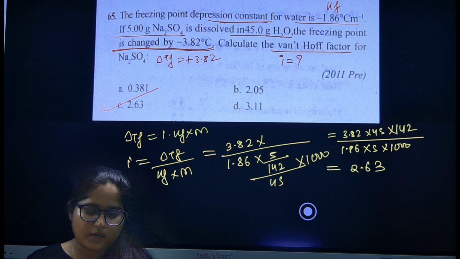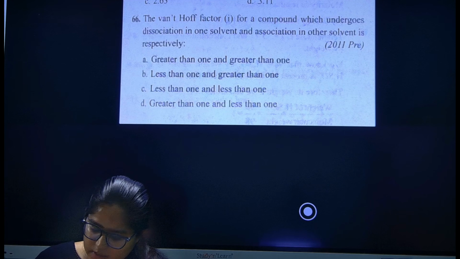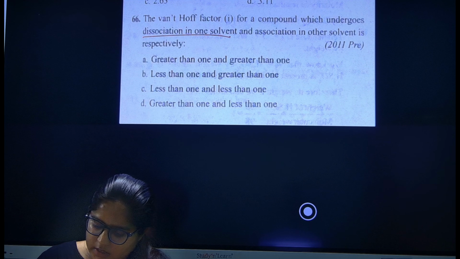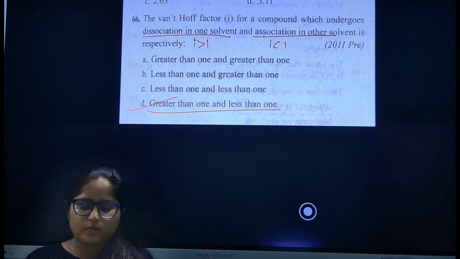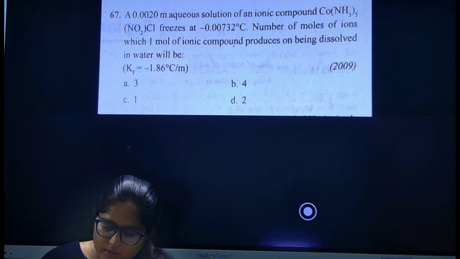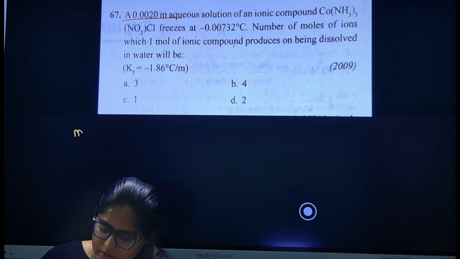A little calculation again here. Next, question number 66. The van't Hoff factor for a compound which undergoes dissociation and association: dissociation gives more than 1, association gives less than 1. So option number D is the right answer, greater than 1 and less than 1. Okay. Now let us see question number 67. Molality, how much have they given?